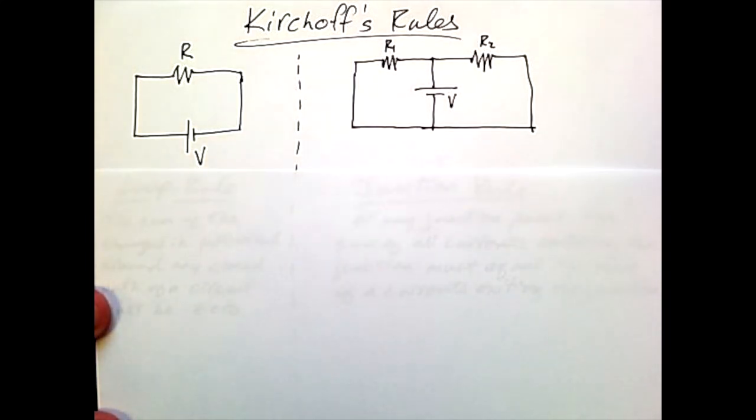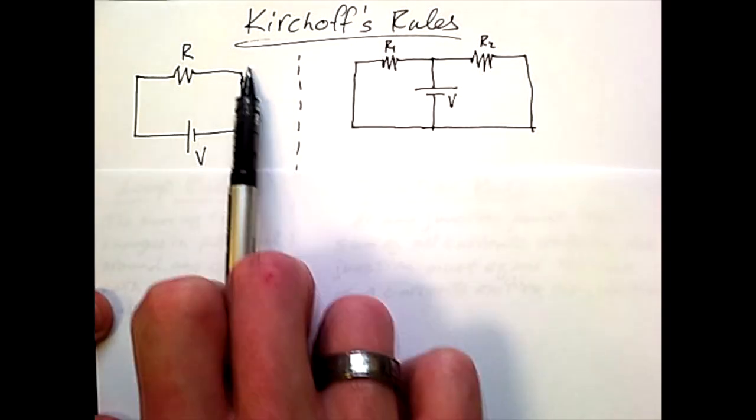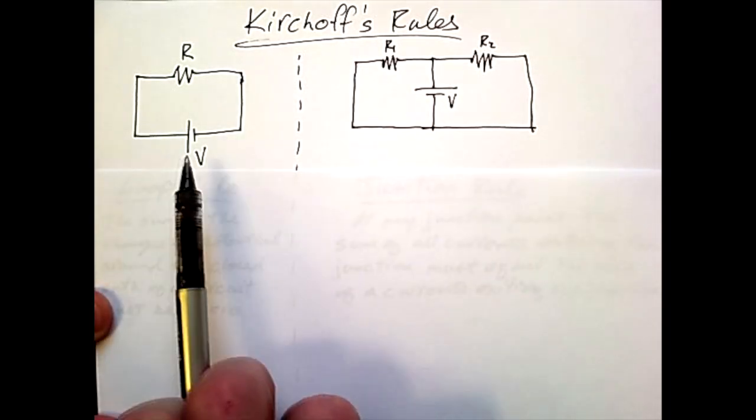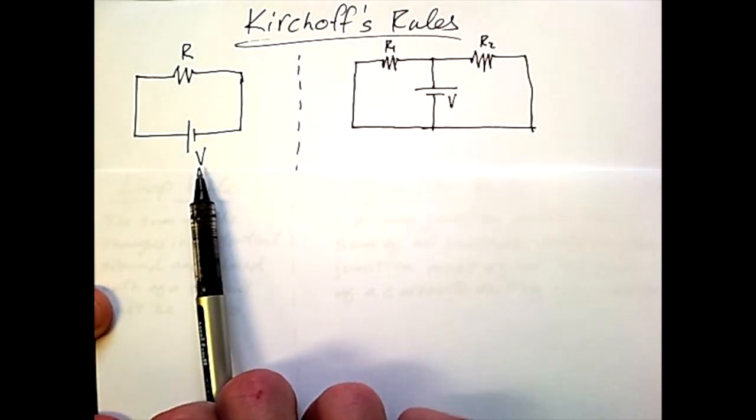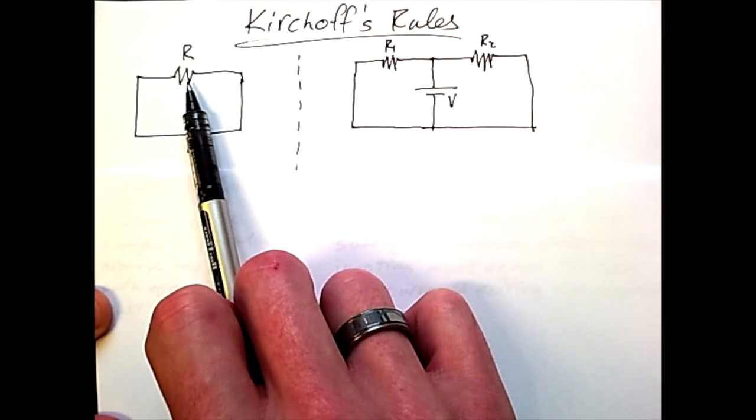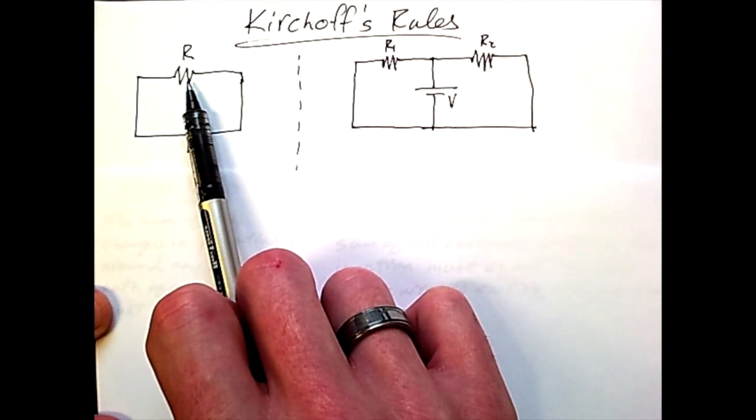Kirchoff's rules are a set of conservation rules that allow us to determine quantities in complex circuits. Remember that there are two types of circuits, simple circuits. There is a series circuit that is a single closed loop of wire that contains a power source, usually a battery that provides a potential difference, and electrical components such as resistors that utilize that energy.